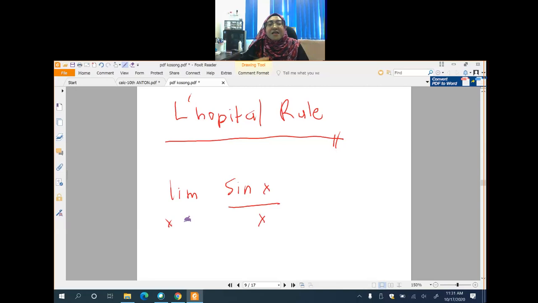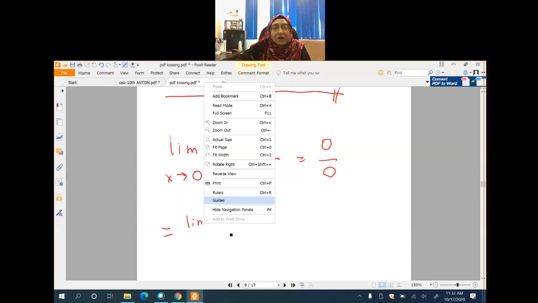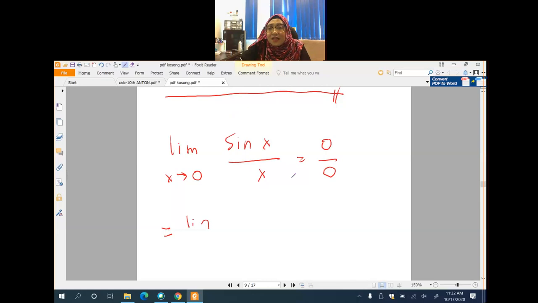As x tends to 0, if you substitute, it will give you 0 over 0. Both numerator and denominator. For this kind of case, the limit for this kind of function will be equal to the limit when you differentiate the numerator and the denominator separately.